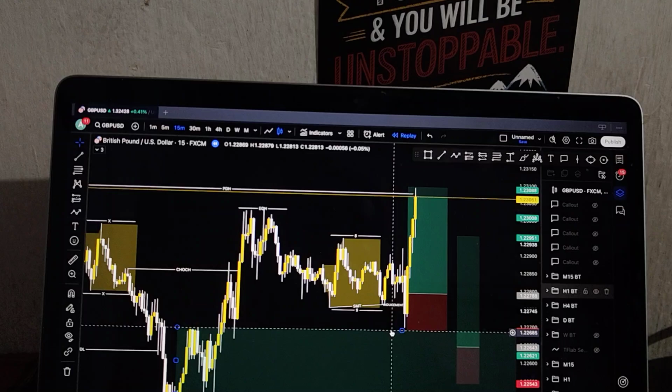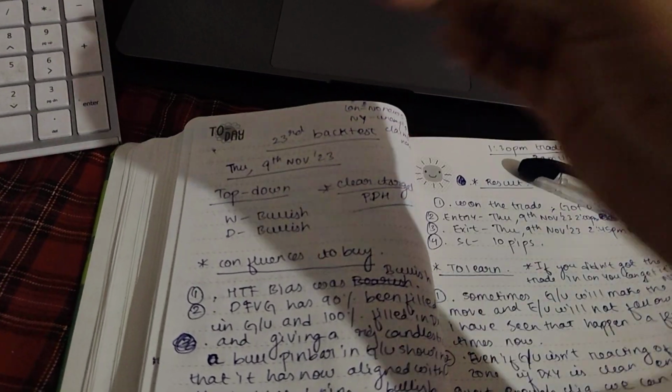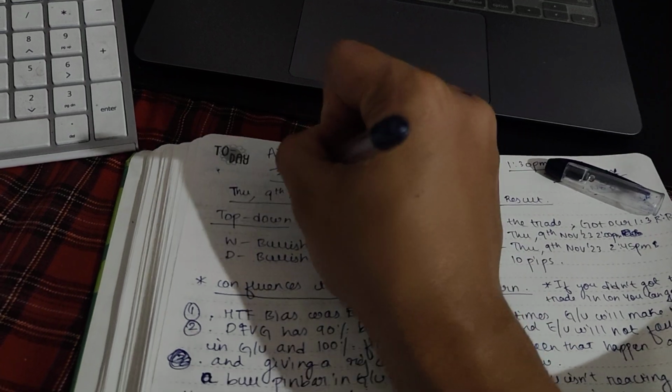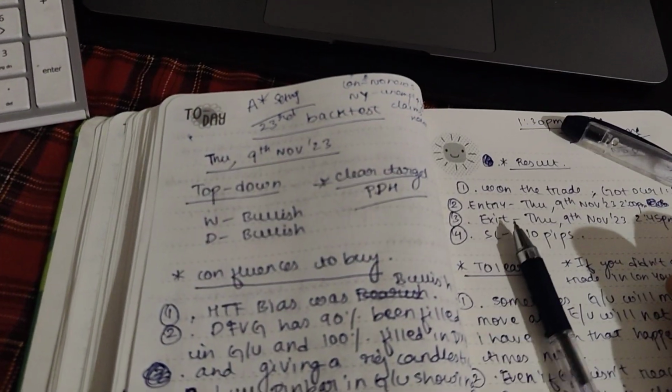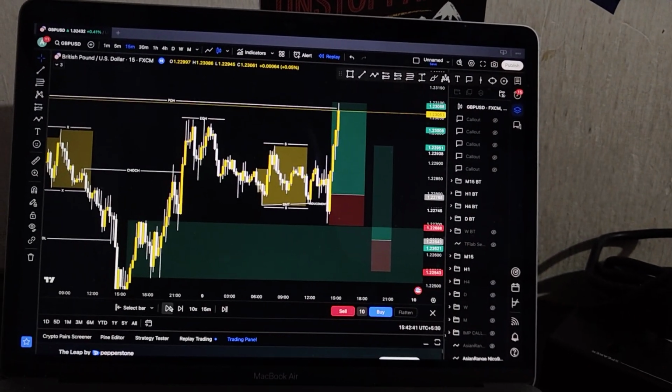And this was the trade, this was the inducement. I have also journaled this trade so I can look back at it. It was a very, very good trade. It was an A-class setup. Let me write it. It was an A-class setup because the targets were clear, the bias was clear, weekly, daily, right? So yeah. And also let me show you one more thing.